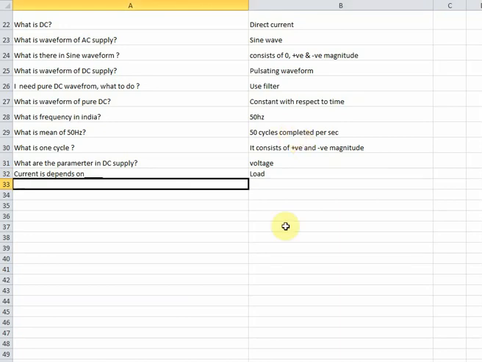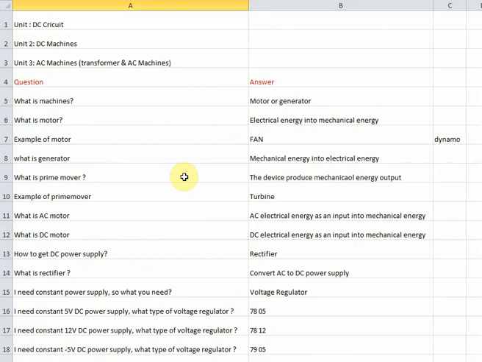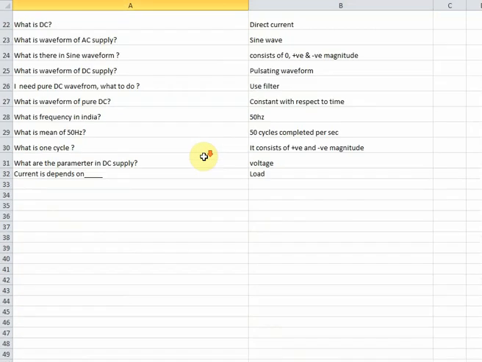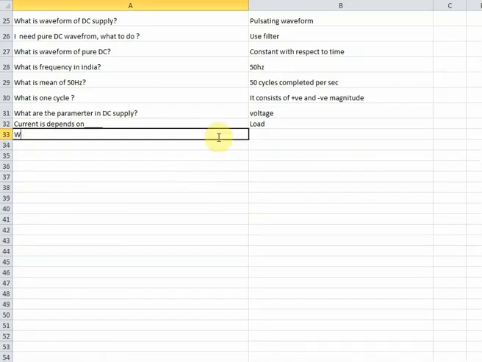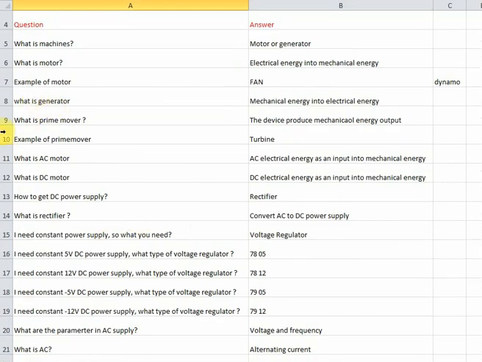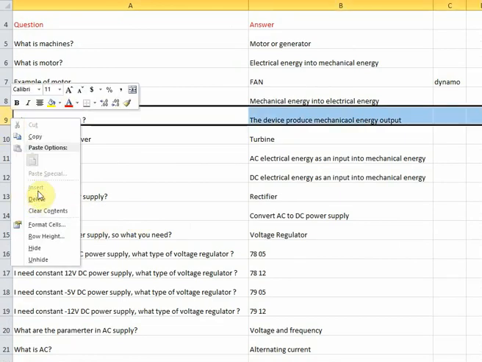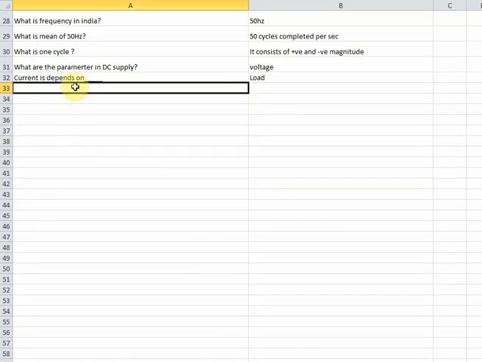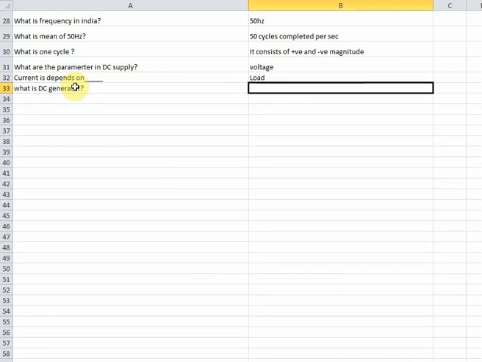So what is a DC generator? Did we already discuss what a generator is? Yes, we have. Okay, then tell me, what is a DC generator? Mechanical energy into DC electrical energy. Very good.